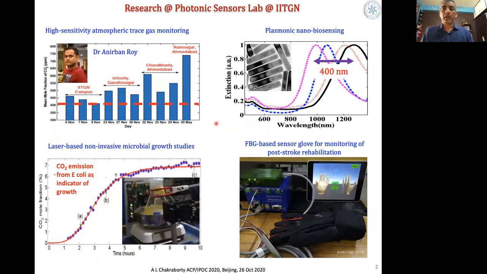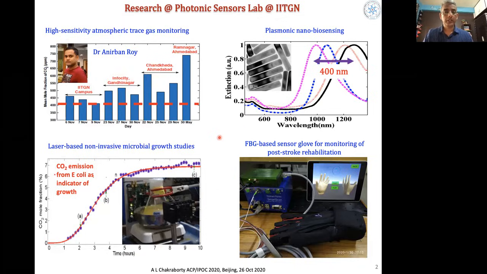Okay. Our work has these four areas, and all of them use the semiconductor laser quite heavily. But today I'm going to talk only about the high sensitivity trace gas measurement activity using quantum cascade lasers that has been led by Dr. Anirban Roy, who recently graduated from our lab.